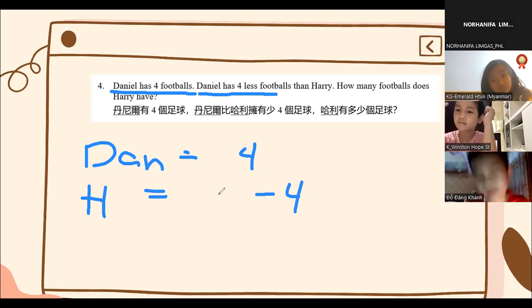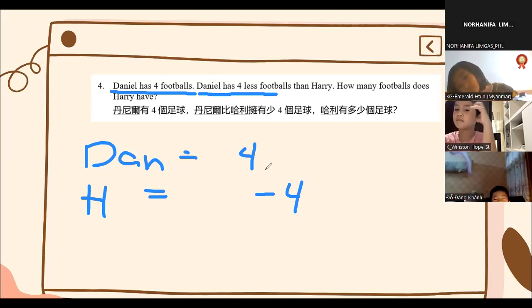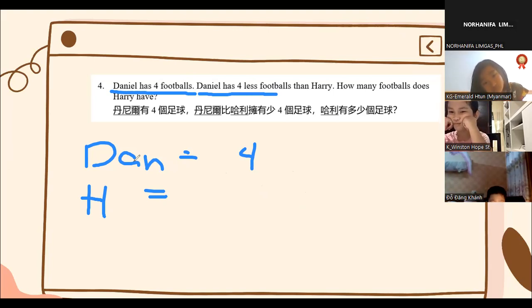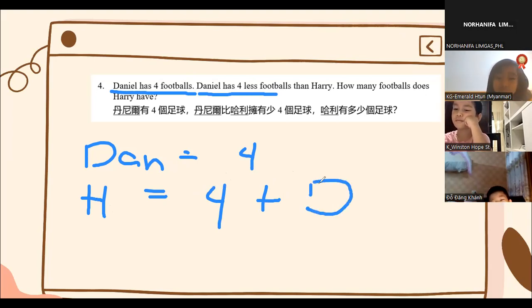Minus 4 right here. Dan minus 4, or not minus. It's going to be addition, because Daniel is the one that has lesser. So meaning we're going to add for Harry. So it's just 4 plus Dan. Because again, Daniel has less compared to Harry. So Harry should be added more compared to Daniel. So if it's 4 less, if we're going to get the number of footballs for Harry, it should be plus 4 because that's their difference.